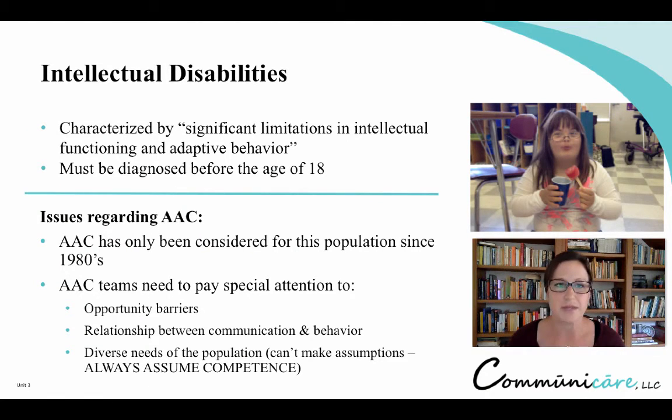Okay, so intellectual disabilities are really characterized by significant limitations in intellectual functioning and adaptive behavior. In order to have a diagnosis of an intellectual disability, it must be given before the age of 18. And when it comes to AAC use, AAC has really only been considered for this population since about the 1980s, so it's relatively new within the field. And what we have to pay special attention to as an AAC team are really opportunity barriers. So when are there opportunities for the individual to communicate? How are they able to do so currently? What may have restricted their participation previously?